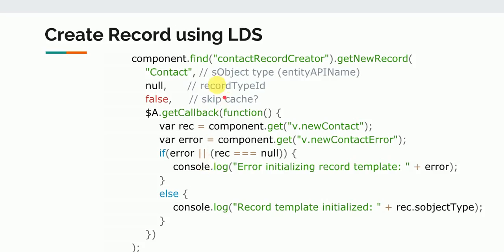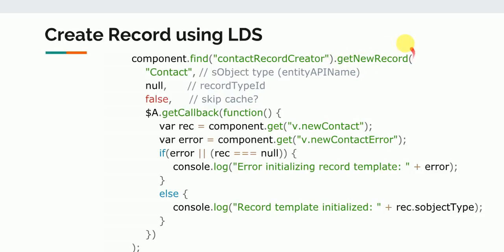Next thing is creating a record. For creating a record, we also need to create a new attribute for lightning:recordData. And then there are two things that we need to do. First, on the initialization of the component, we need to get the template of a particular object that we want to create. In the example I took contact, and we are using getNewRecord, the method that we discussed earlier.